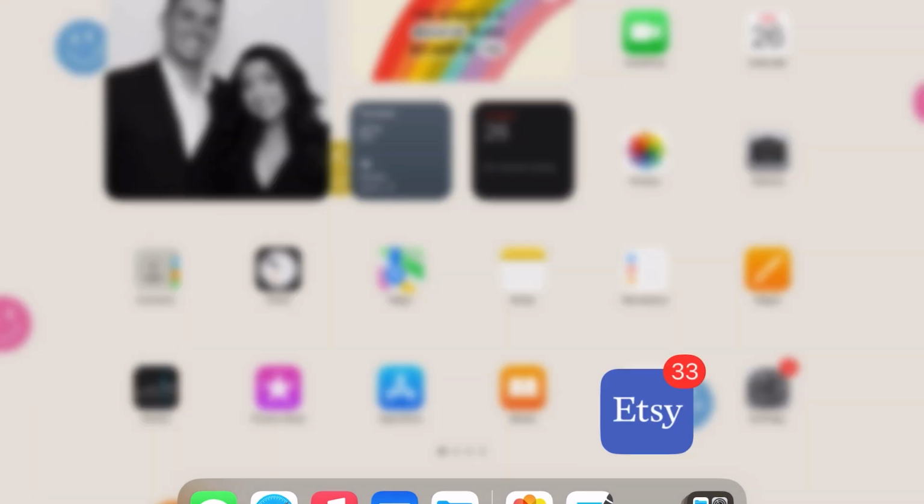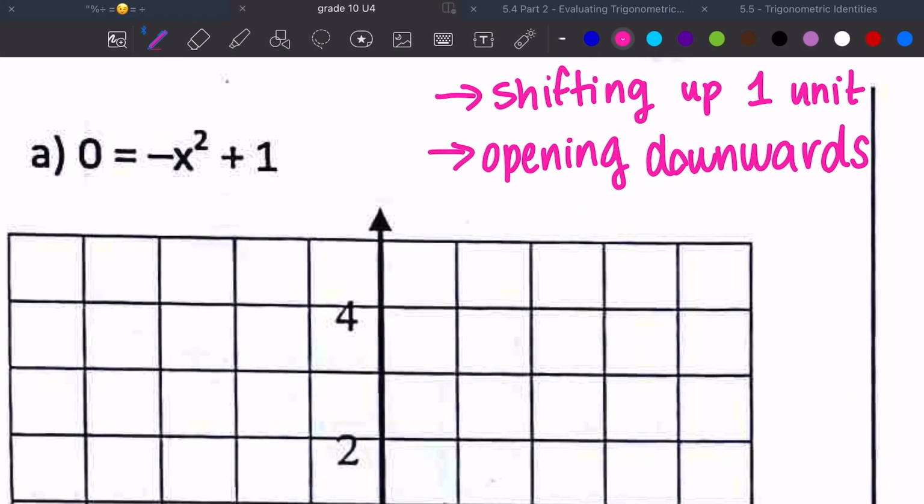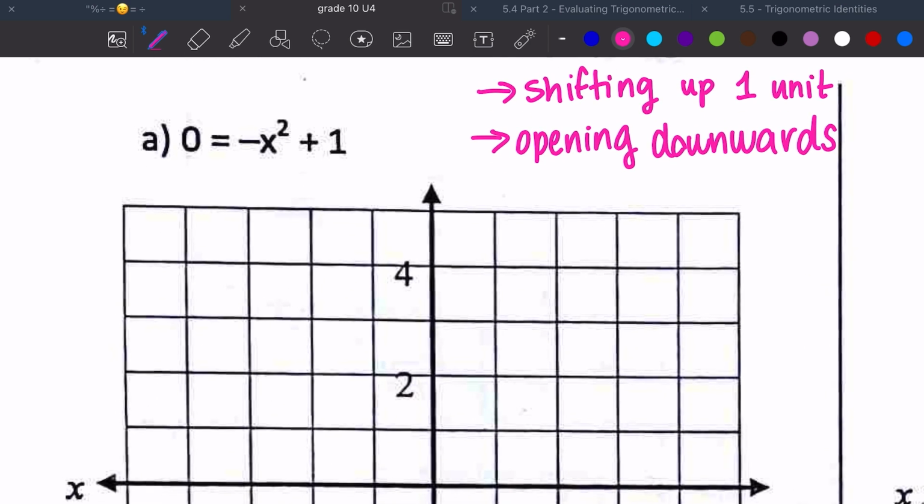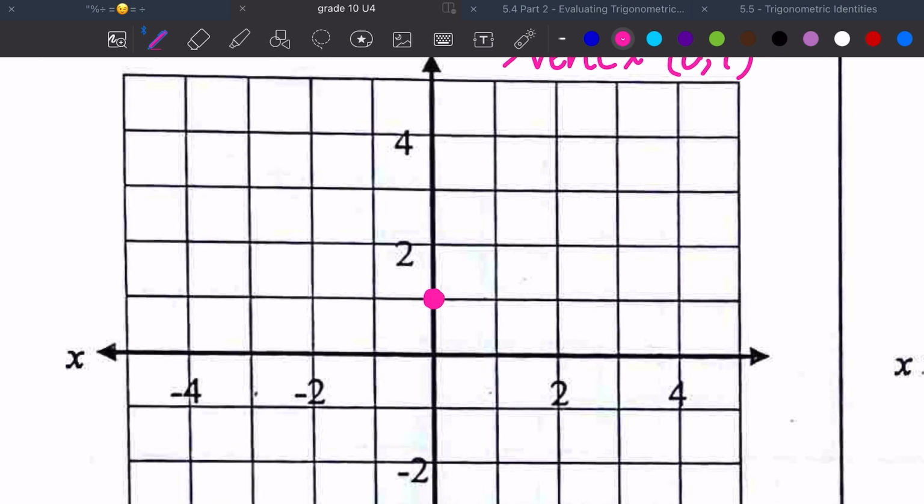I had a little bit of a glitch. There we go. So I know my vertex is going to be at 0, 1, because I did not shift left or right. I only went upwards. So I will be starting here, right?